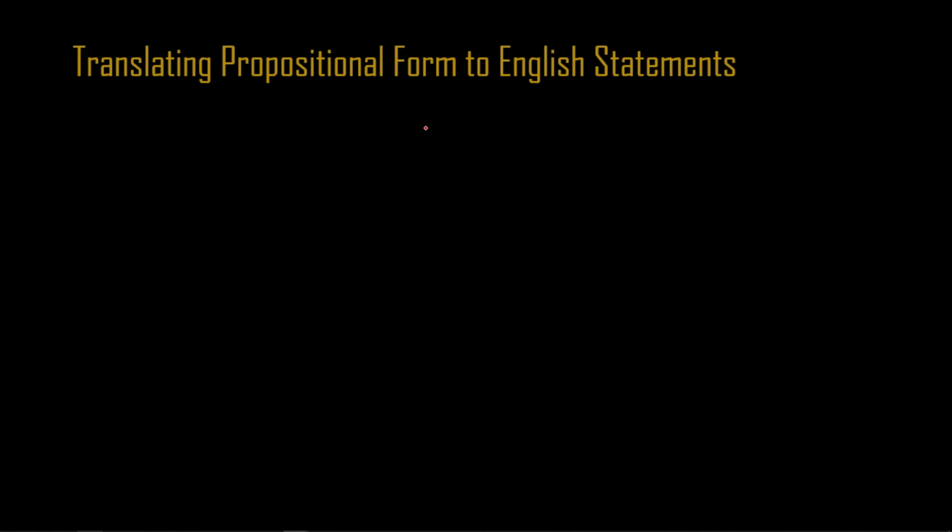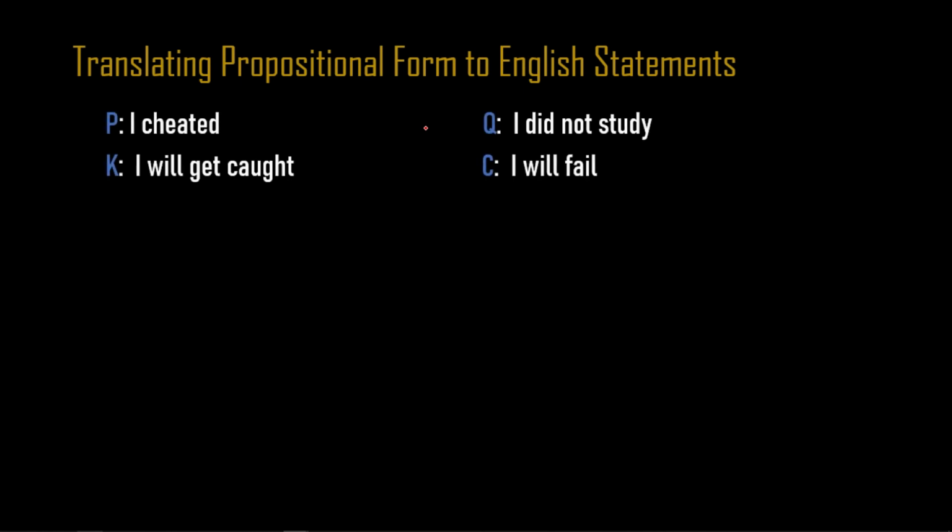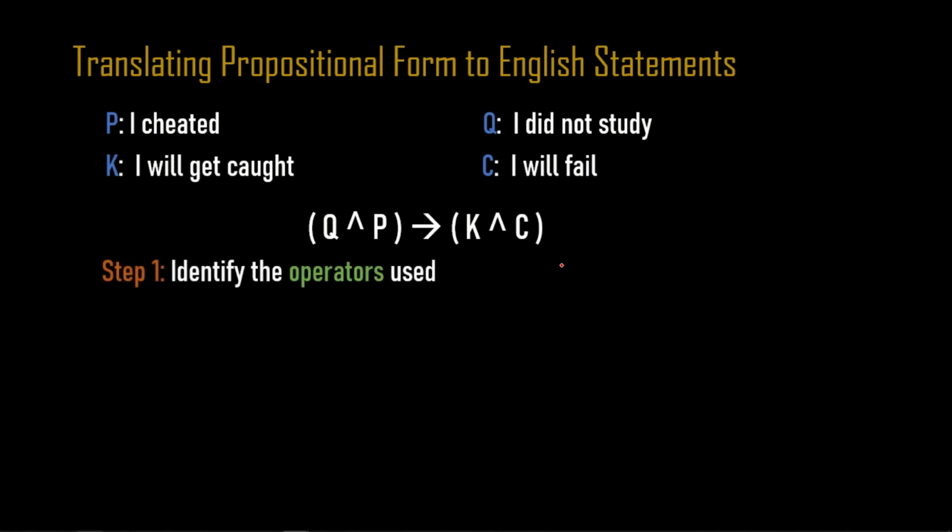So let's try translating propositional form to English statements. Let's say we have this given statement and its propositional form is like this. So in order to translate this form to an English statement, first we must identify the logical operators used. For this propositional form, the symbol for conjunction is used, therefore we must use the word and. This symbol is for implication. Therefore, the statement is an if-then statement.